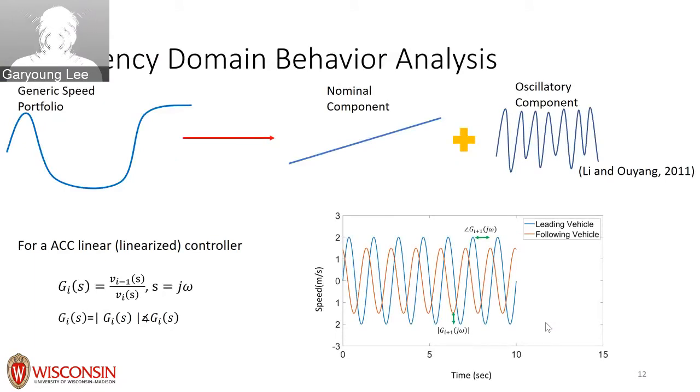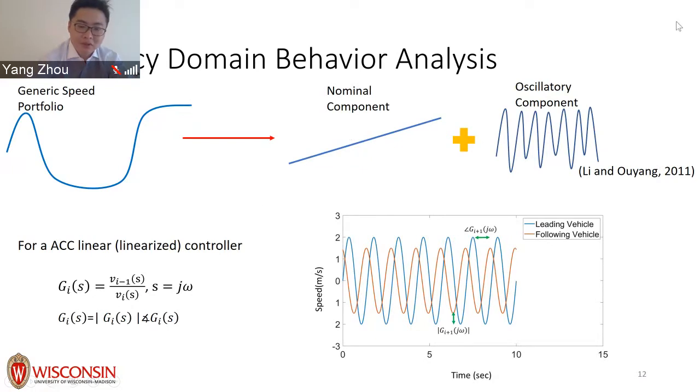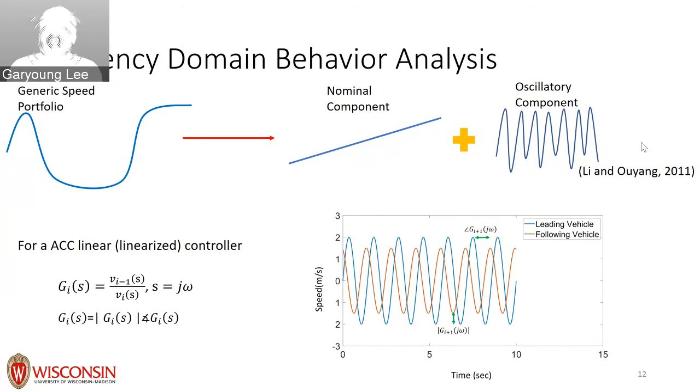Before the details of the methodologies, let me first give some preliminaries of the frequency domain behavior analysis, which was widely applied in traffic flow theory analysis, for example, by Li and Ouyang 2011. Given a generic speed profile that looks like this, we can decompose it into a nominal part, a straight line, and an oscillatory component, which is normally formed by the sum of sinusoidal or cosinusoidal waves of different frequencies.